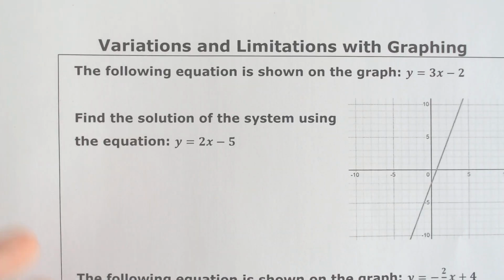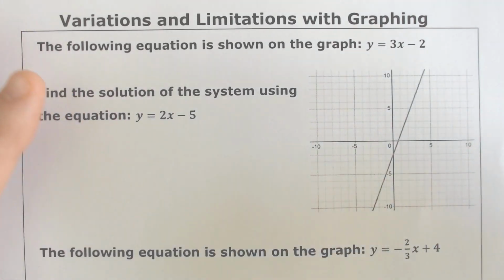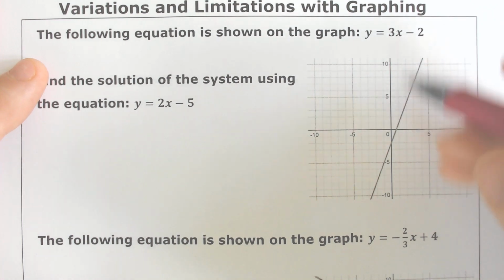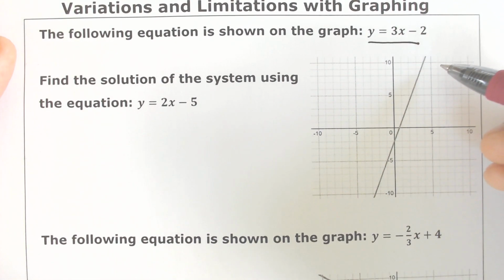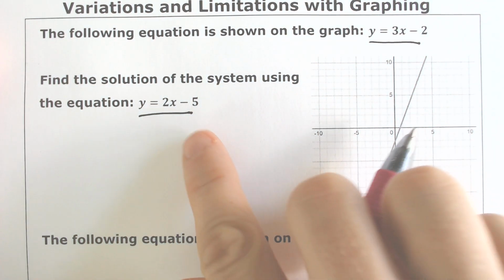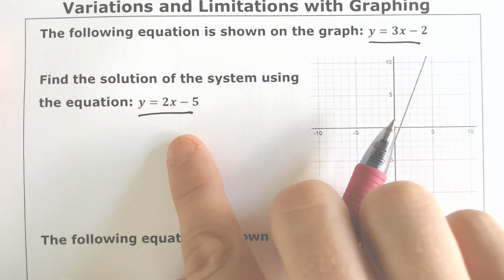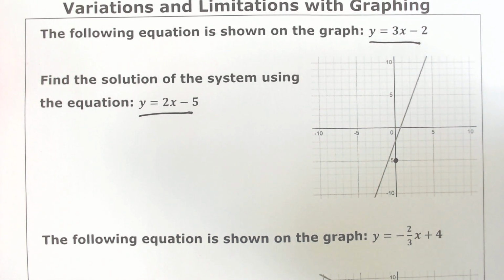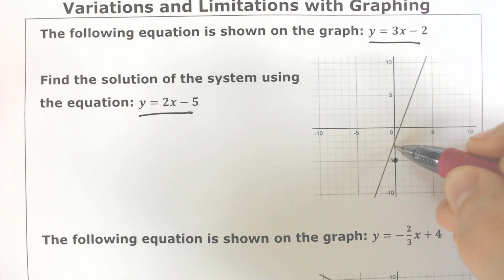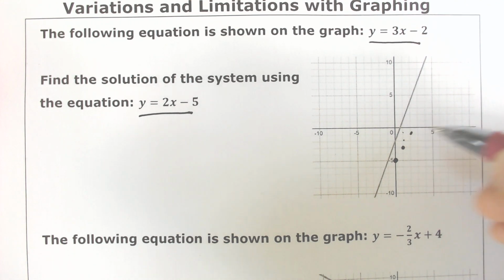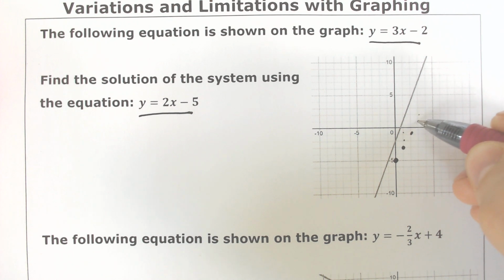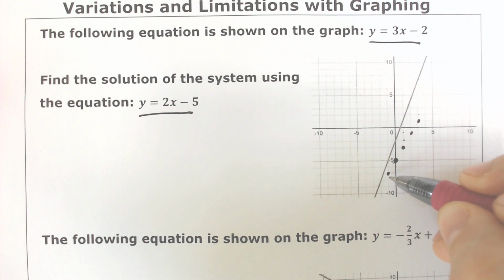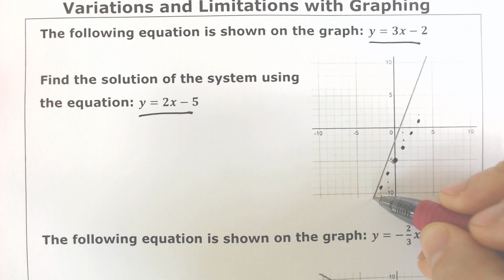All right, we got some variations and some limitations with graphing. So this first one, for both of these variations, I've graphed one line for you, which sometimes throws people off. So this first line graphed for you is 3x minus 2. And then we want to find the solutions for the system with the other equation being 2x minus 5. So we have -5 for the y-intercept, and we go up by 2 and over by 1, up by 2 and over by 1. It looks like this one is getting a little bit further away over here, so maybe we have to go the other direction, down by 2, over by 1, down by 2, over by 1.